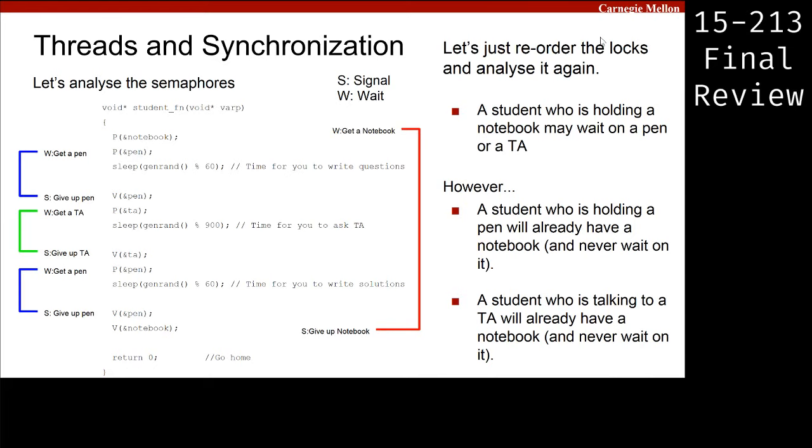And a student who is talking to a TA will already have a notebook and hence will not be waiting on the pen. So if you have locks like this, you won't have a student who is holding a notebook but is waiting on a pen, right? So that's kind of about it, and that was a simple question at that. But you'll be getting different variants of this particular question in your exam, and it should be pretty straightforward and simple if you can get this one pretty easily.